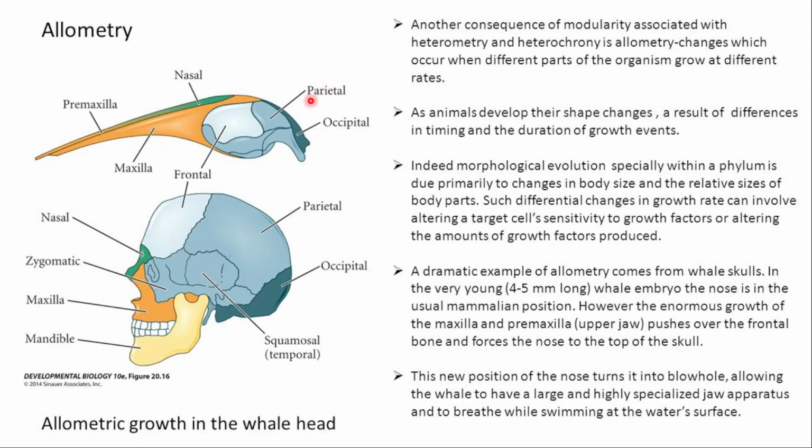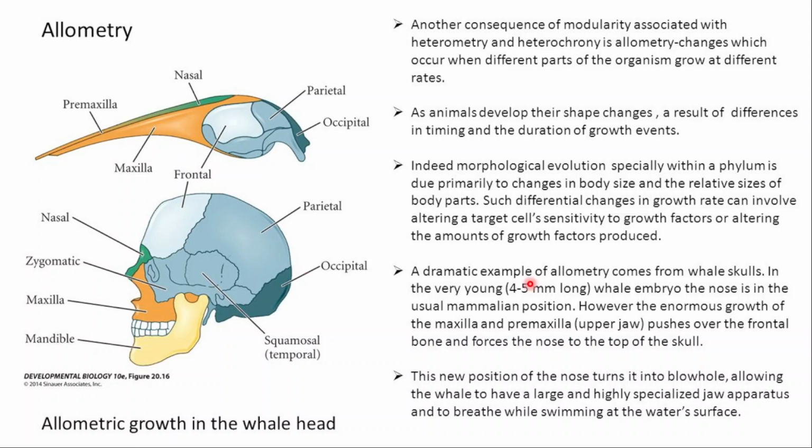So these modifications of the whale maxilla due to allometry allow the whale its breathing. The whale has to come up to the surface and breathe through its blowhole. So for that, the nasal blowhole and the maxilla are elongated. Indeed, morphological evolution, especially within a phylum, is due primarily to changes in body size and relative sizes of the body parts. So if we see closely related species such as mammals, then the body plan and everything is the same, but the body size and body parts are different due to differential growth.